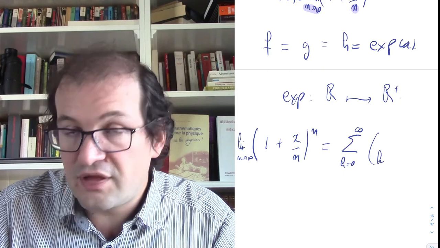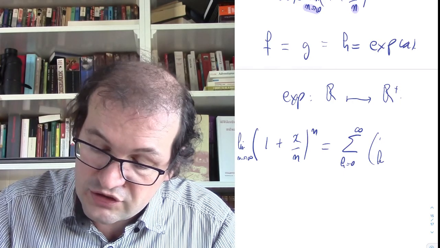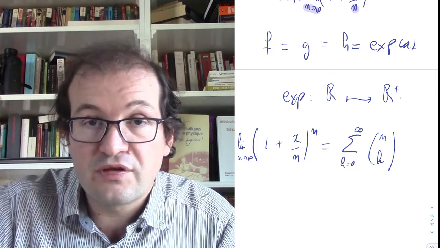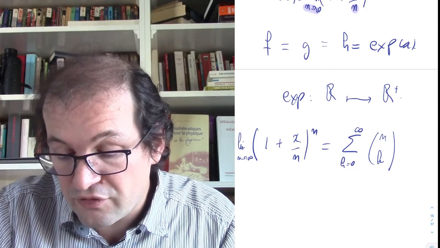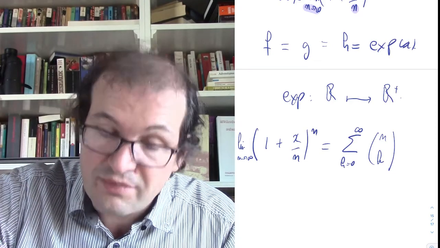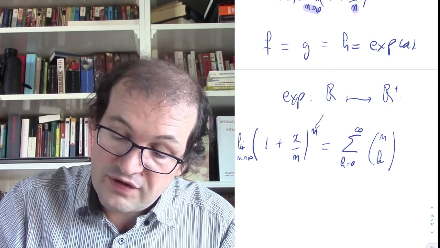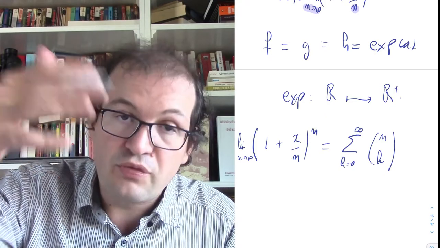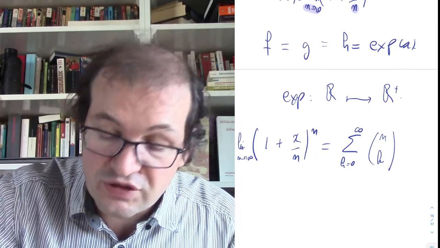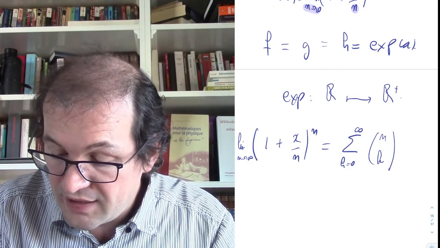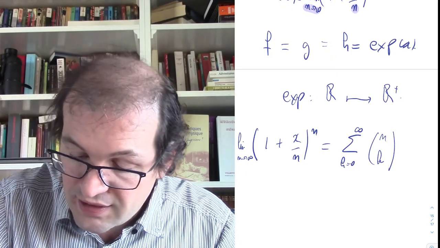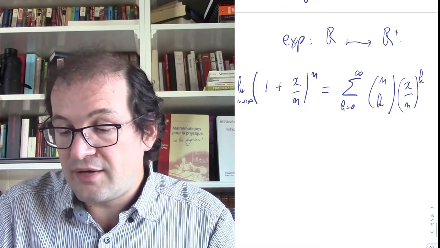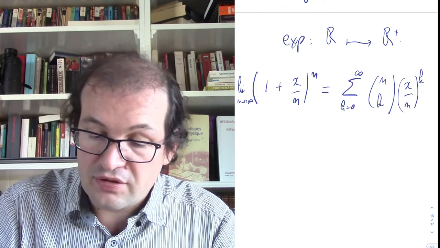We've got, by definition of the binomial expansion, this binomial coefficient n choose k. Then we've got 1 to the power of n minus k, which is always finite, because I take the limit at the end. I will not write it, because 1 to the power of whatever it is will always be 1, so it doesn't appear. And the other term is x divided by n to the power of k. So that's the binomial expansion applied to this thing.